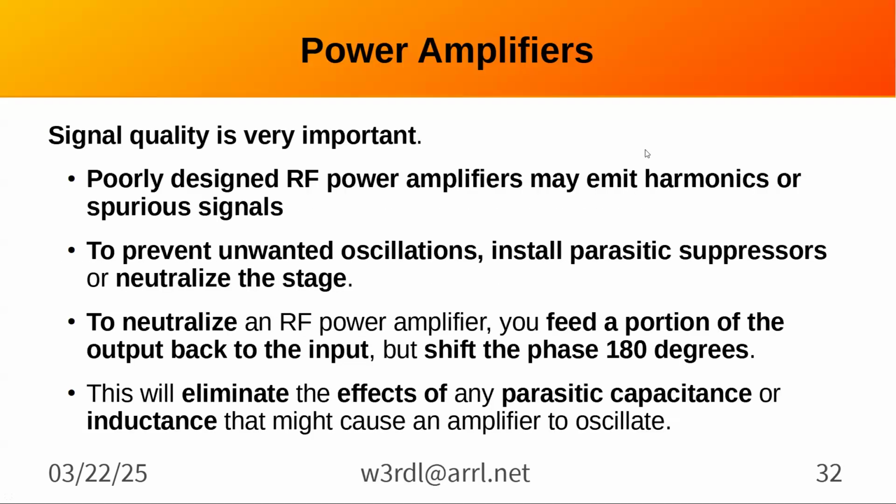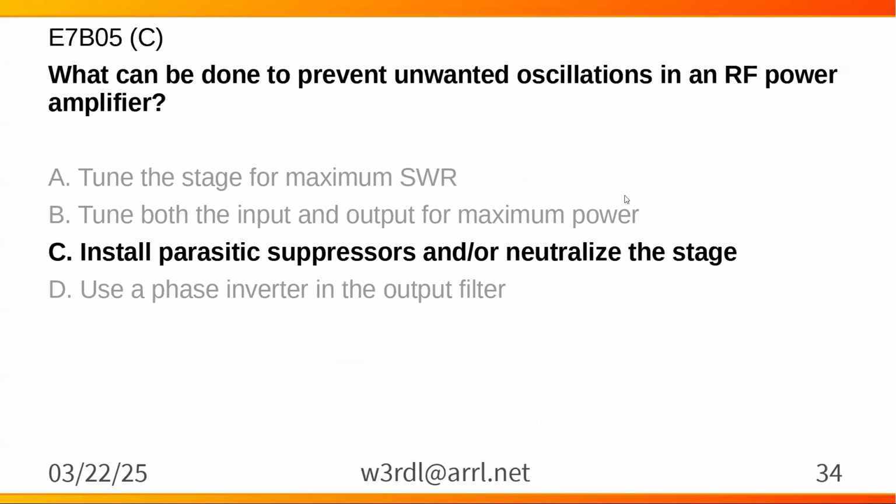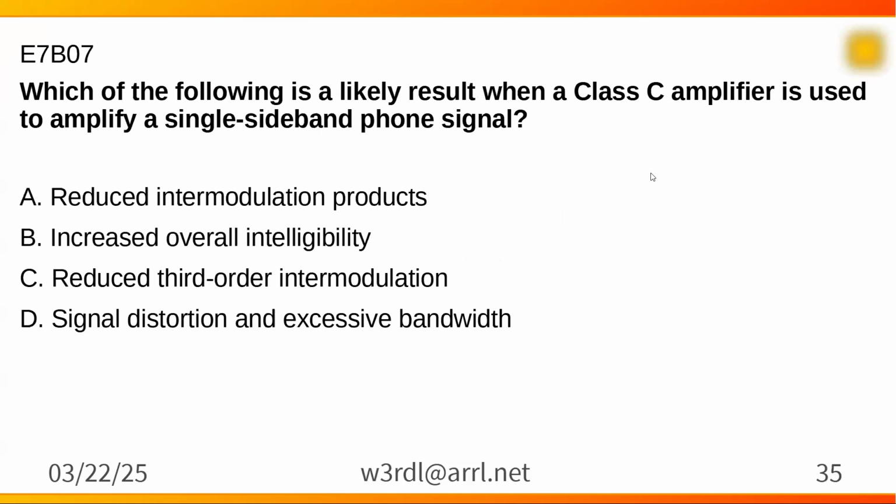We kind of talked about all that stuff. What can be done to prevent unwanted oscillations in an RF power amplifier? Charlie. Put ferrite beads and things on there and do negative feedback, which is what neutralizing does. Which of the following is a likely result when a Class C amplifier is used to amplify a single sideband phone signal? Delta.